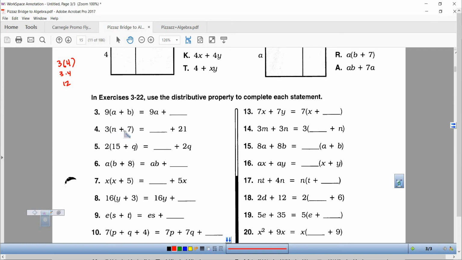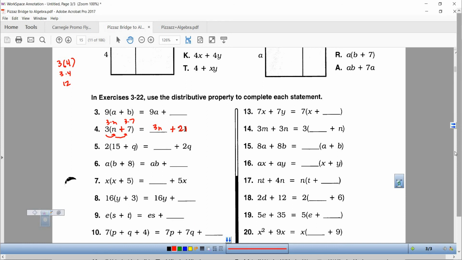When I have more than one thing on the inside, then I distribute that multiplication. So this would become 3 times n, which would be 3n. And then the second one is 3 times 7, which they already have, which is 21. And right here we have the plus, so this is our plus. So 3n plus 21 again, because it was 3 times n and 3 times 7.